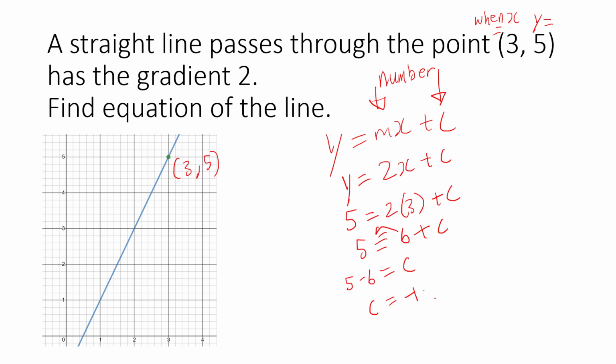Now, you might just want to leave your answer as it is, but no, you cannot. You have to conclude by saying that the equation of the line is y is equal to 2x plus, in this case, -1, because c we have just found is -1. So this one will be your answer. Your answer is y is equal to 2x minus 1.